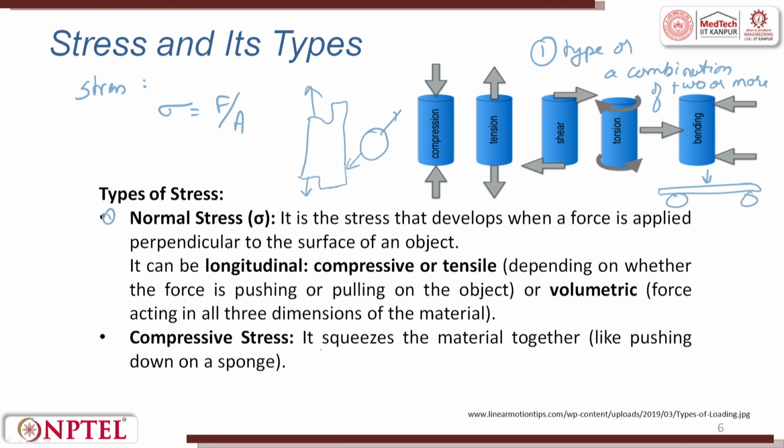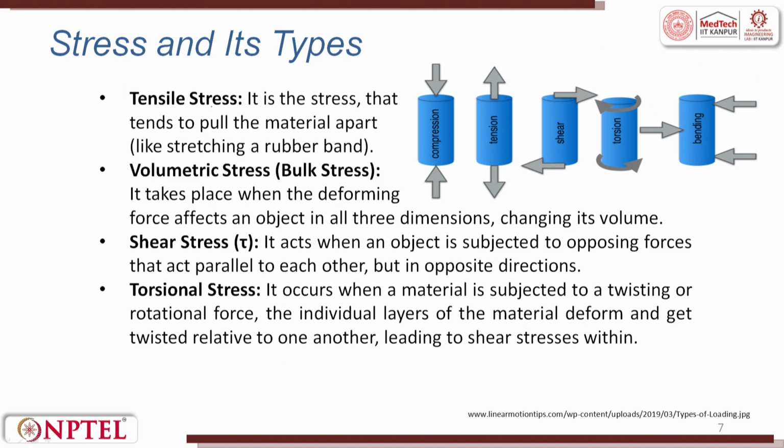Compressive stress squeezes the material together like pushing down on a sponge. The third one is tensile stress. It is the stress that tends to pull the material apart. We saw an example of a rubber band. Volumetric stress takes place when the deformation force affects an object in all three directions, changing its volume.